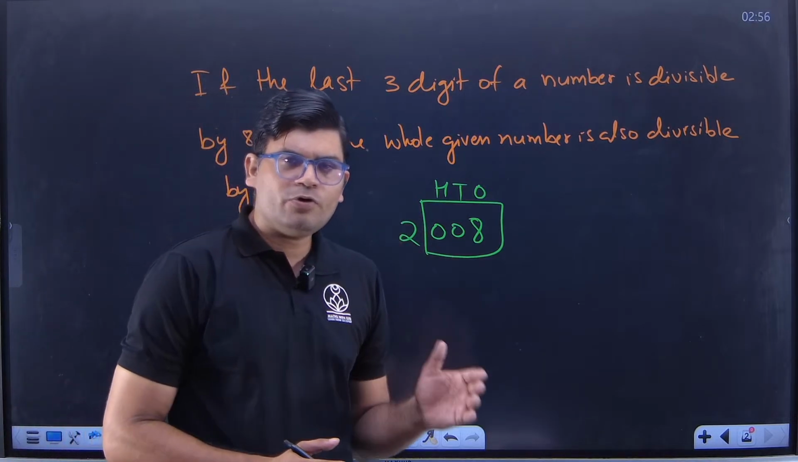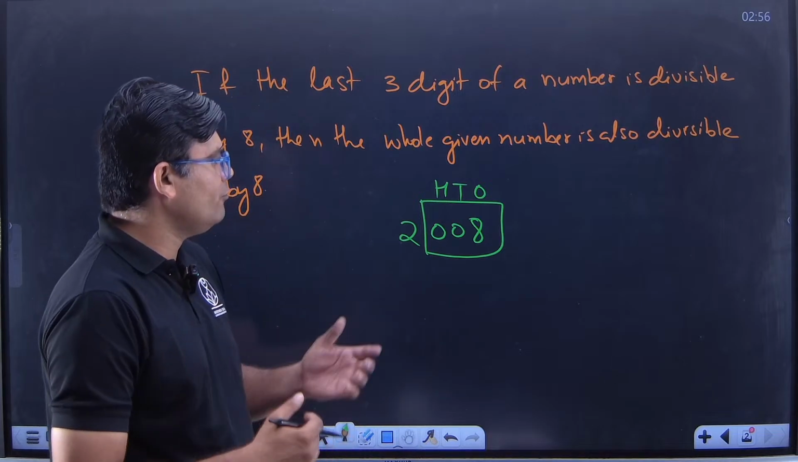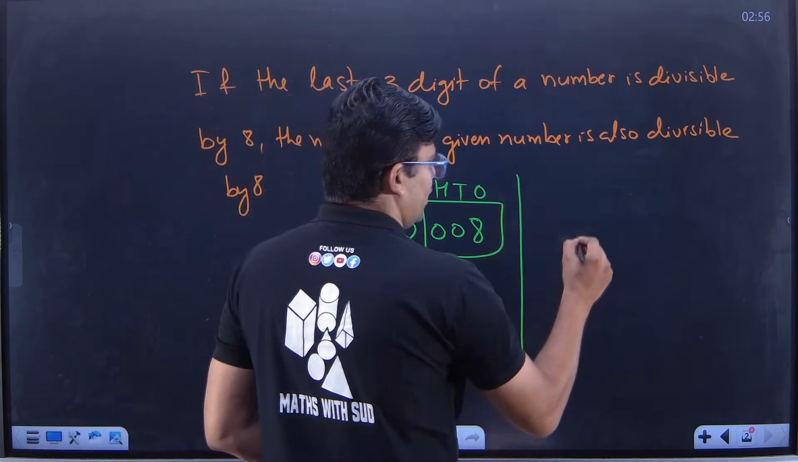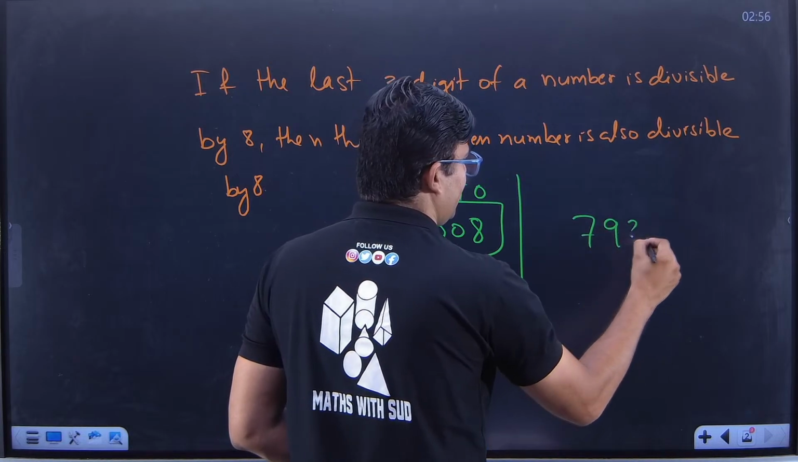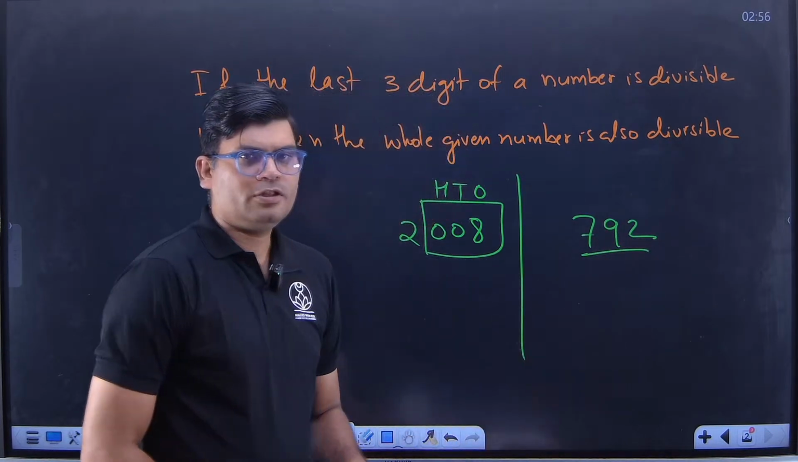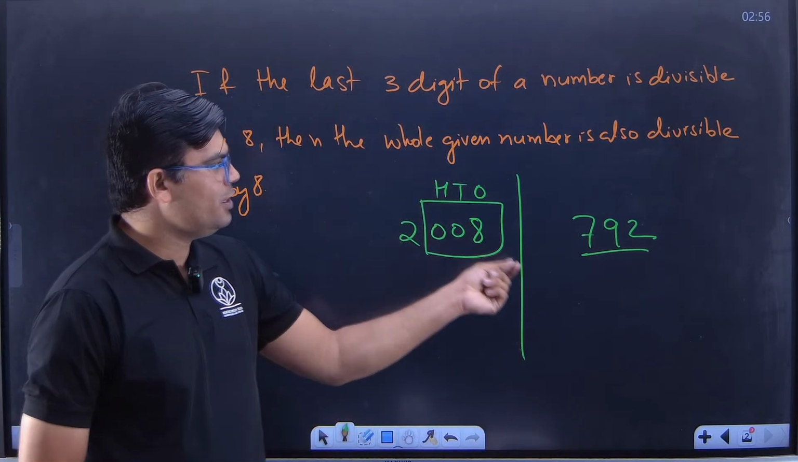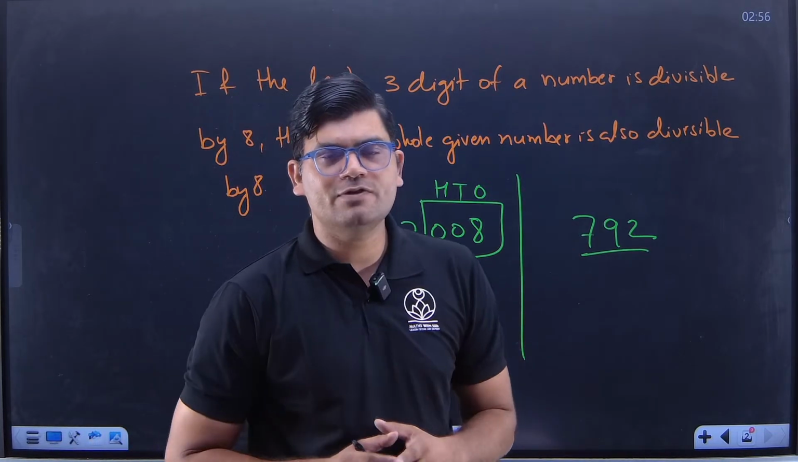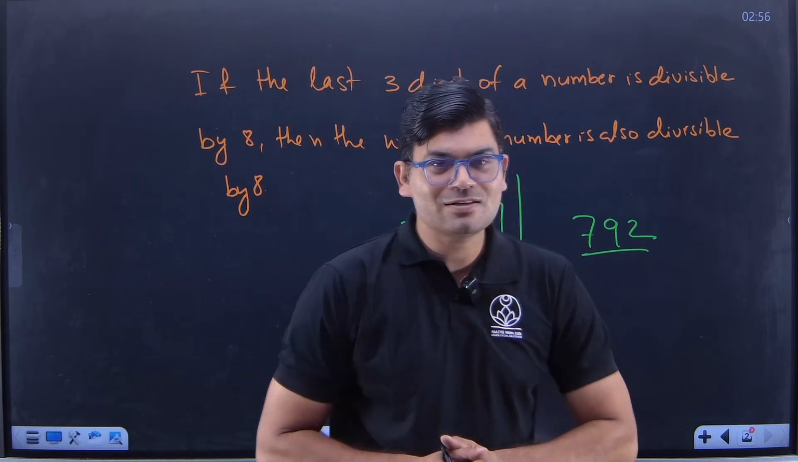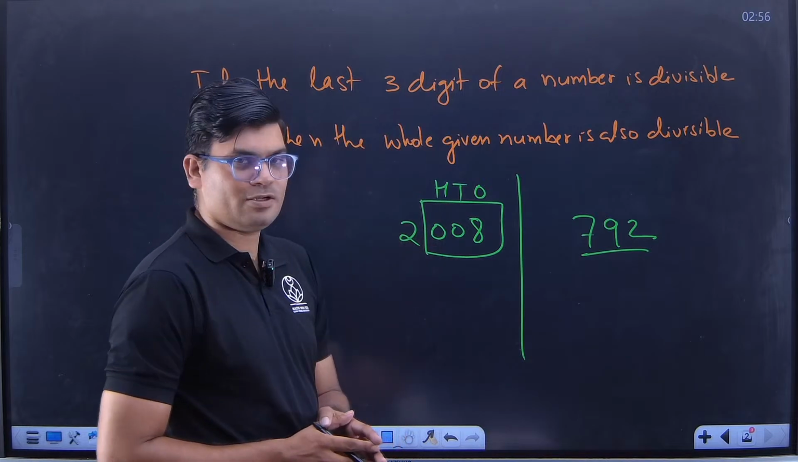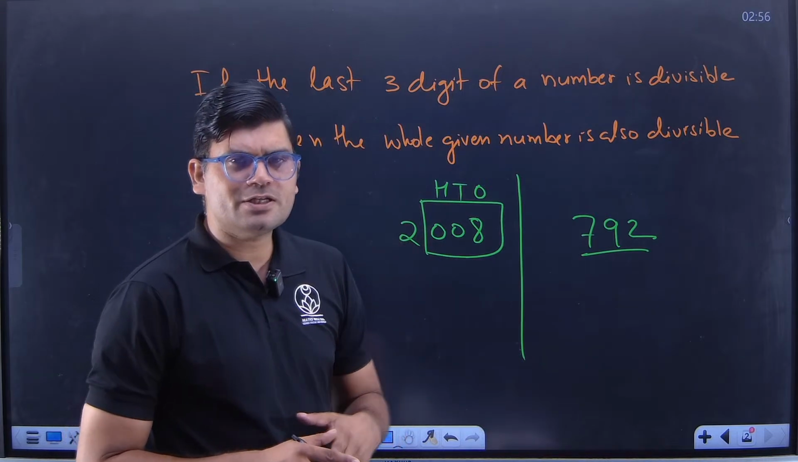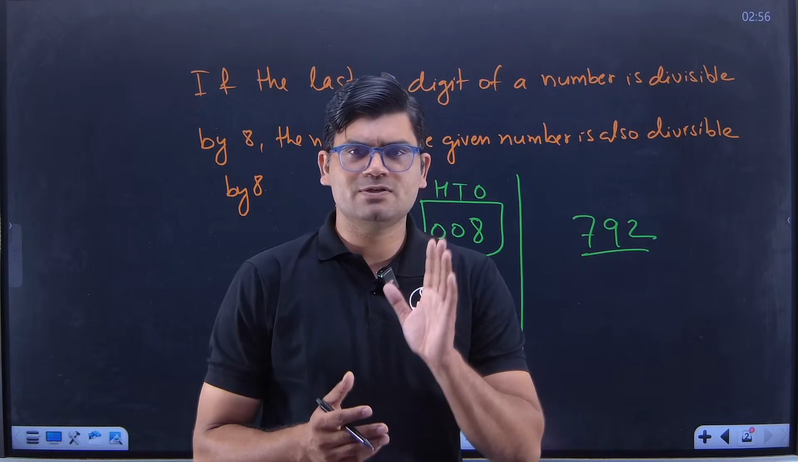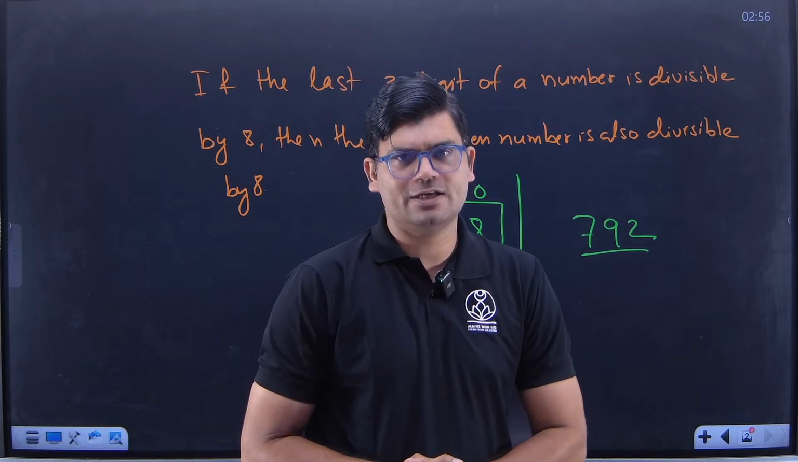But in doing so, every time we have to divide the last three digits. Suppose somebody asks you if 792 is divisible by 8 or not. Then what is the procedure? You have to divide and check. Now if you have to divide and check, then it is not a divisibility rule. Divisibility rule means just by looking at the number. In most of the textbooks it is written like this: if the last three digits of a number are divisible by 8, the number is divisible by 8, which is fine, which is correct as well.